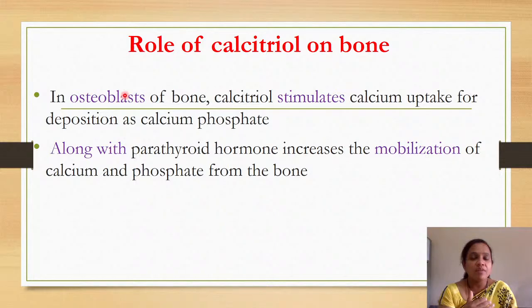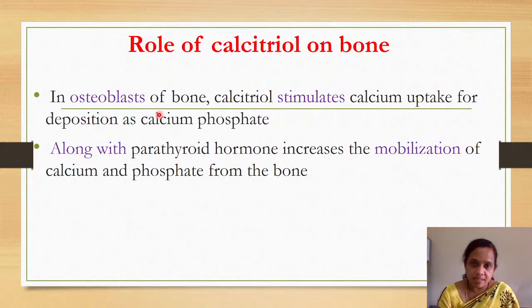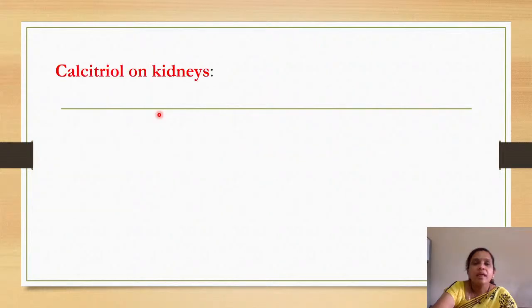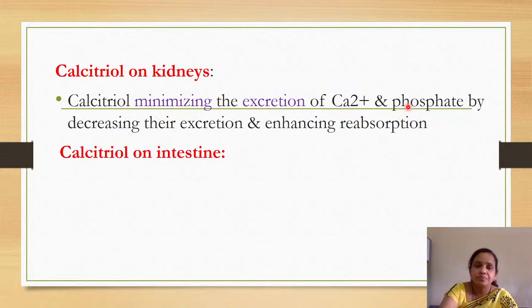But when parathyroid hormone levels are very high, it will help in mobilization of calcium and phosphate from the bone. So normally, if calcium is in the normal range, mineralization of the bone will occur. If it is decreased, demineralization of the bone will occur, and in that way it will increase plasma calcium and phosphate. Calcitriol on kidneys: calcitriol minimizes the excretion of calcium and phosphate. Here we have to remember that calcitriol in the kidneys decreases the excretion of calcium and phosphate.